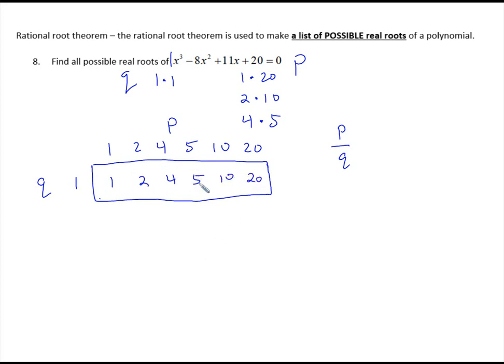And then whatever is in your box here, this is your list of possible real roots. The only thing you have to remember though is you have to have a plus or a minus in front of all of these values. So your list of possible real roots is plus or minus 1, plus or minus 2, plus or minus 4, plus or minus 5, plus or minus 10, plus or minus 20. So it could be a positive or a negative 20. Okay, so this would be a list of possible real roots of this polynomial.